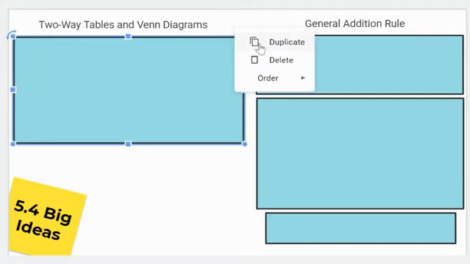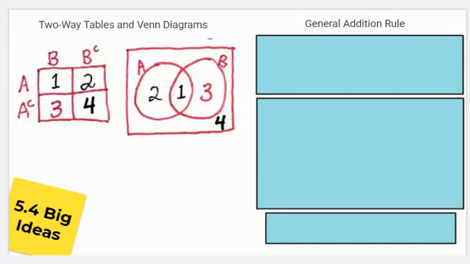When we look at two-way tables and Venn diagrams, this is a picture that we might want to see. Let's say we have event A, and this is the complement to event A, which is not A. And then we have event B, and this is the complement to event B, which would be not B. These numbers really don't matter right now. They just are what they are. 1, 2, 3, 4, just to get some numbers in there. So this is our two-way table.